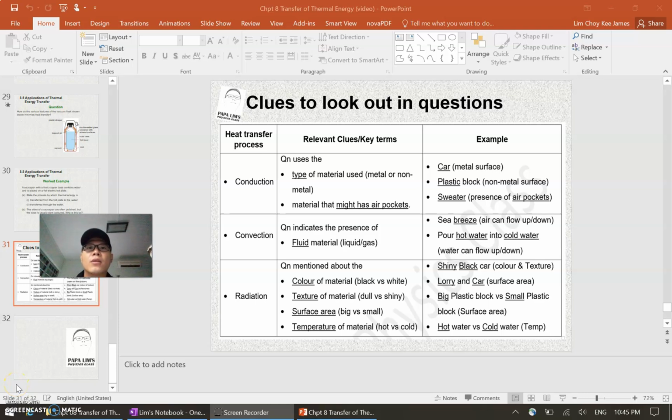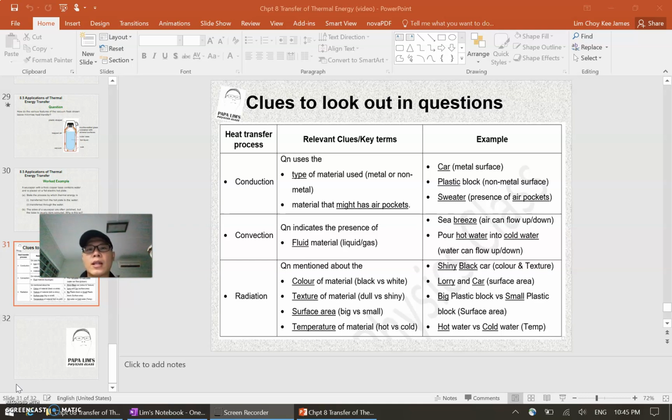Good evening, everybody. Today's video will be on looking at 4 different questions pertaining to transfer of thermal energy. We'll look at how we analyze the questions to see how conduction, convection, or radiation fit into the questions, and how we decipher which method of heat transfer is actually the most appropriate one.